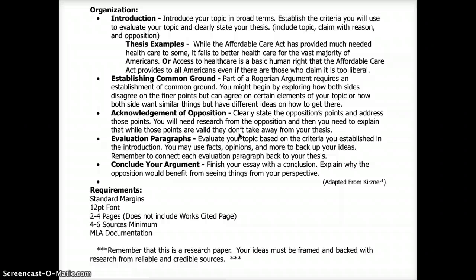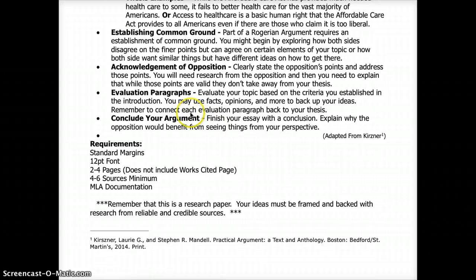So again, this is part of that common ground. A Rogerian argument is not one that's going to come out and just say that the opposition is wrong. It's one that says you have valid points. However, that doesn't change the fact that my side of the argument still holds.